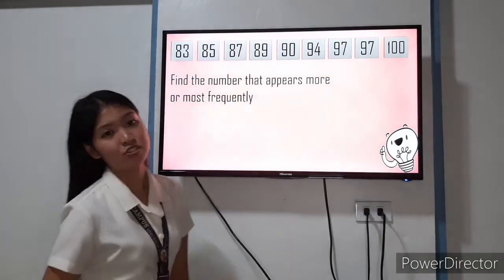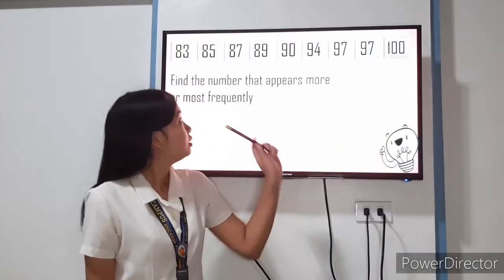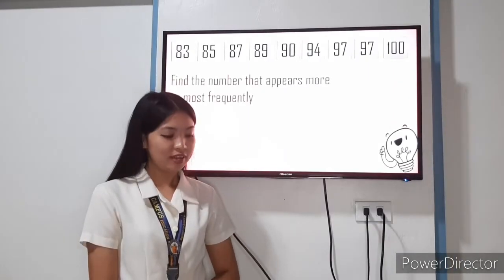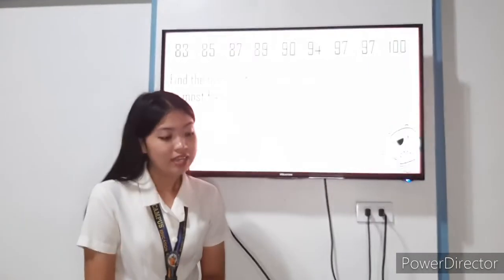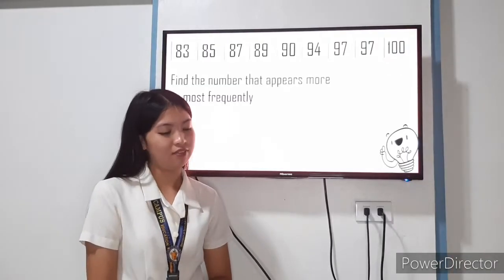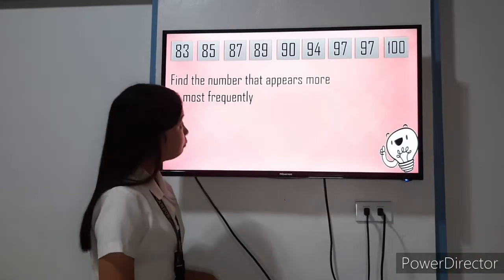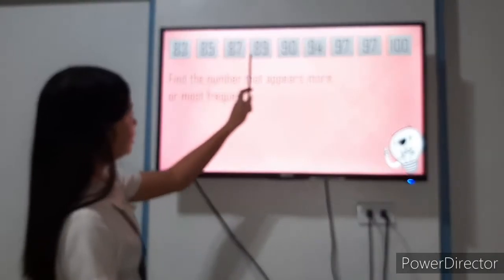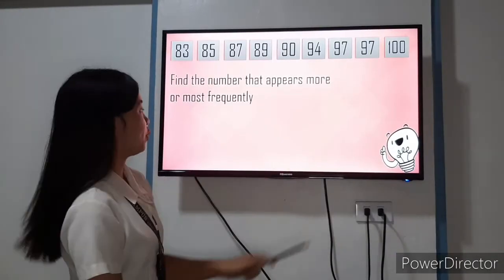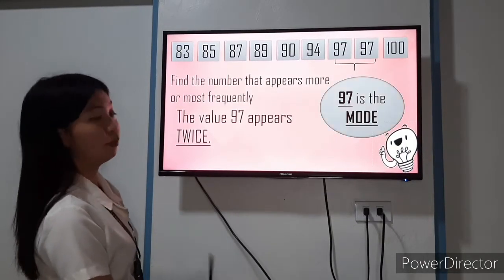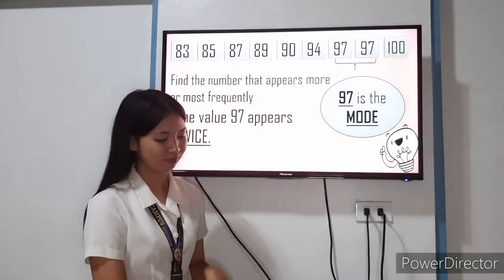Among the three measures of central tendency, the mode is the easiest because we can easily answer it just by looking, without even trying to add and divide by the number of data like the mean. So, in this, we can see that the value 97 appears twice. Therefore, 97 is the mode.